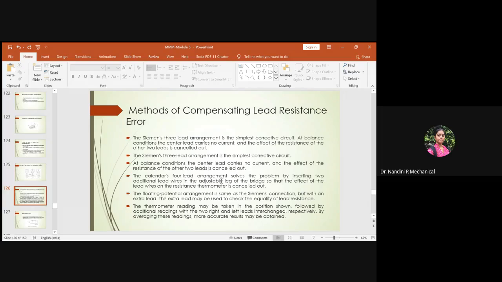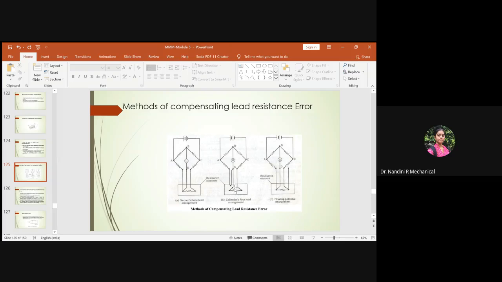It is an adjustable leg of the bridge so that the effect of the lead wires on the resistance thermometer is cancelled out. If you have any excess variation in the resistance, which would unbalance the bridge, that is transferred to these two shortened lead wires, and these lead wires help in compensating or cancelling that extra change in the resistance, and as a result the bridge is kept in balanced condition. So this is called Callendar's four lead arrangement.